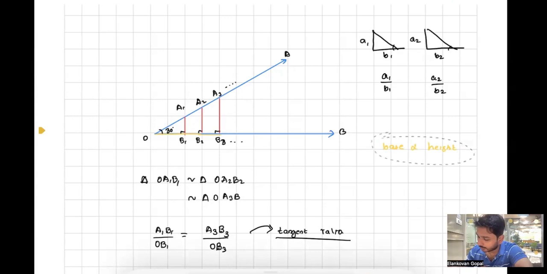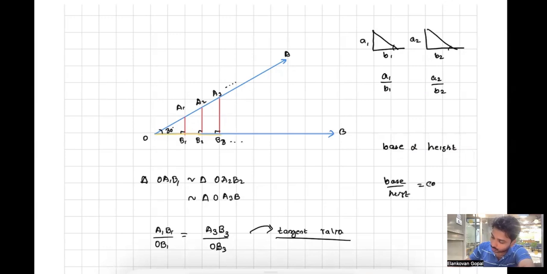Yes, base and height are proportional. And from this also we can conclude that base to height is constant. Height to base is also a constant. Yes. Now this ratio in a triangle, this is a very interesting observation. This is applicable only for a particular angle, 30 degrees.